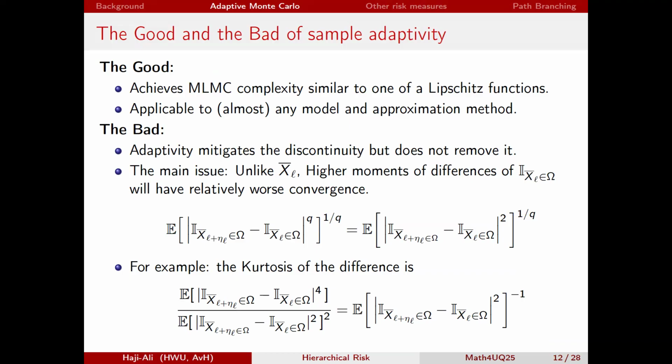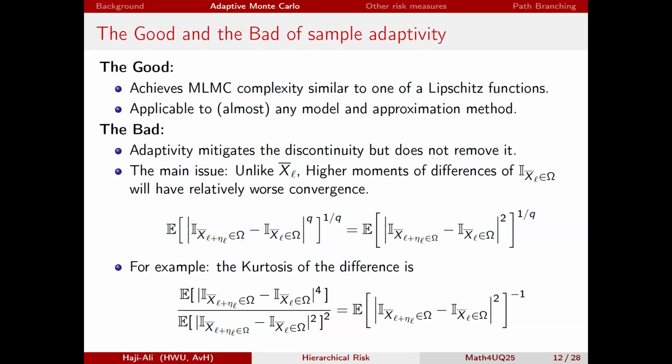However, the problem is that adaptivity mitigates this discontinuity. We achieve the higher convergence rate, but it does not remove it. And the main problem there is that we saw that we assume that higher moments converge at the same rate as the variance. So it's always rate beta. But for the indicator function, higher moments converge at relatively worse rates, because taking the power Q for this higher Qth moment is the same as taking it to the square, because this is just 0 or 1. So it's always the same convergence rate. And so since you're taking 1 over Q, you have worse convergence for higher moments.